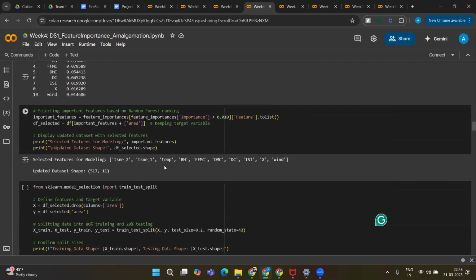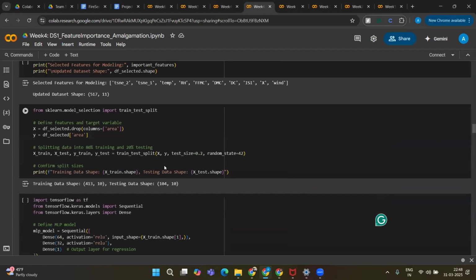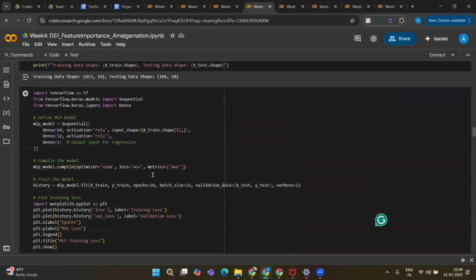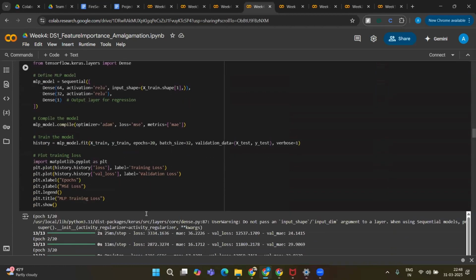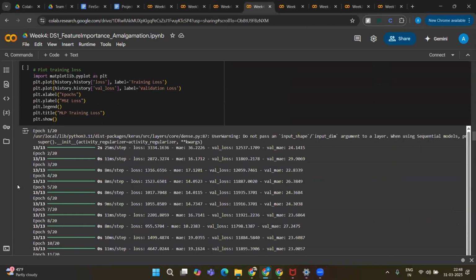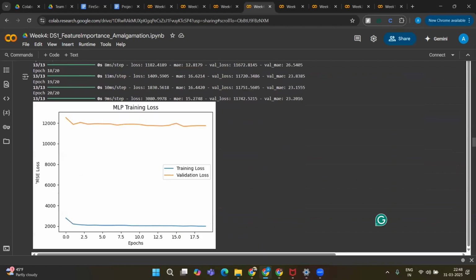Then we have taken the Keras models, the sequential, and we have taken dense layers, and defined the MLP model, compiling and training the model. Here you can see the graph over here.